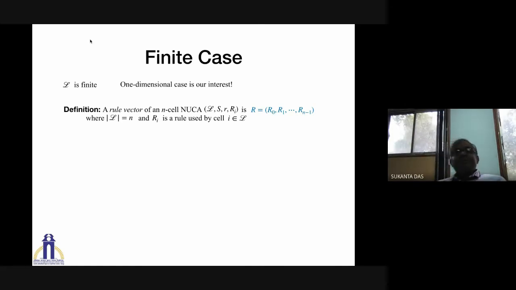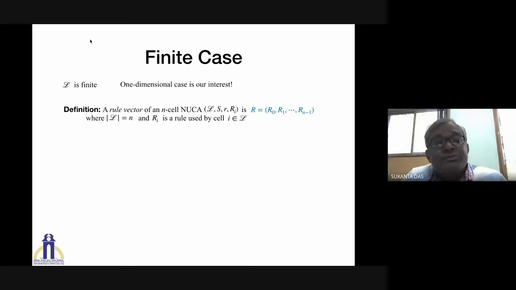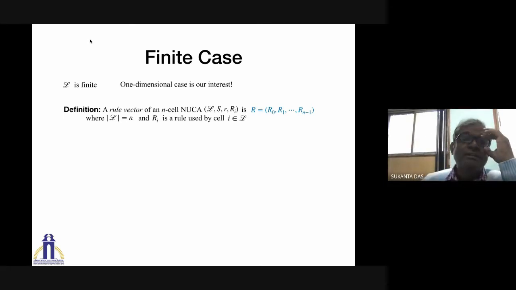Okay. Now, when it's the one-dimensional case, then we define a new term. Although we introduced it in the last class, it is called the rule vector. So now this is the definition. A rule vector of an n-cell NUCA is R, where R is R0, R1, up to Rn-1, where n equals the size of the lattice and Ri is the rule used by cell i.